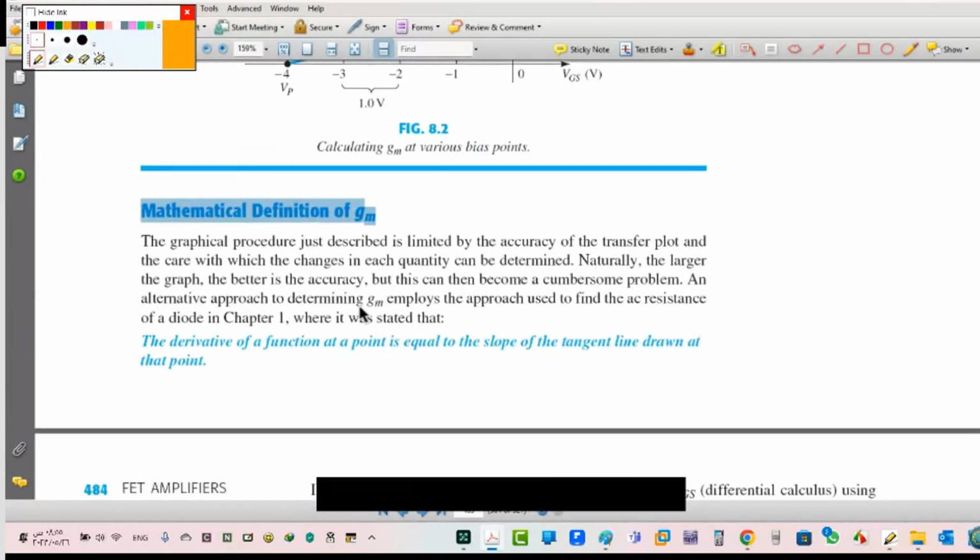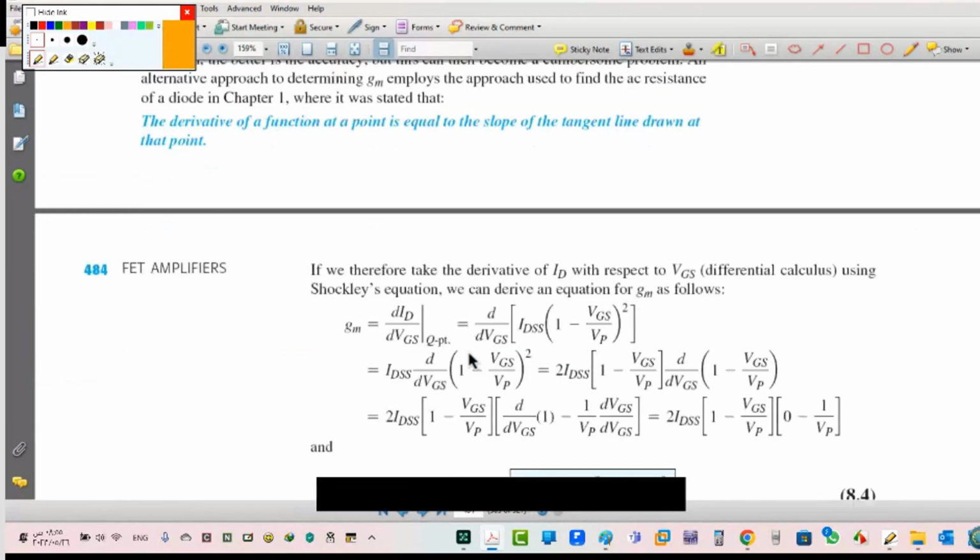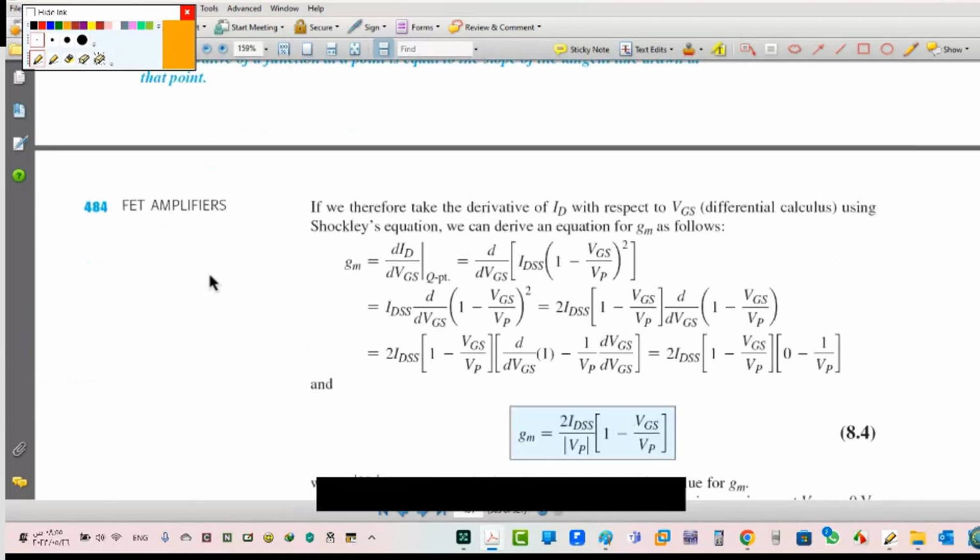Until now, it's clear for us. Any question for this? With me, step by step. How can I calculate the mathematical issue? I will start with GM. It's dID over dVGS. I don't need this mathematical. So ID is IDSS times (1 minus VGS over absolute VP) squared.